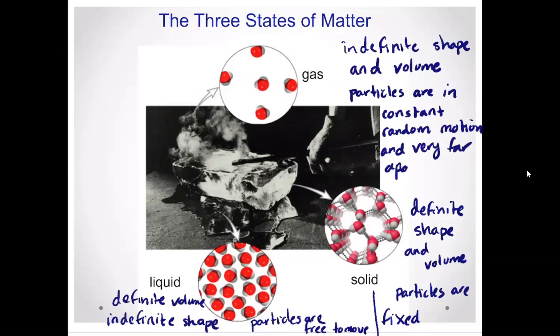A good analogy is if people were gas molecules, the next gas molecule nearby would be about 4 miles away. Okay, so that's how far away they are from each other.